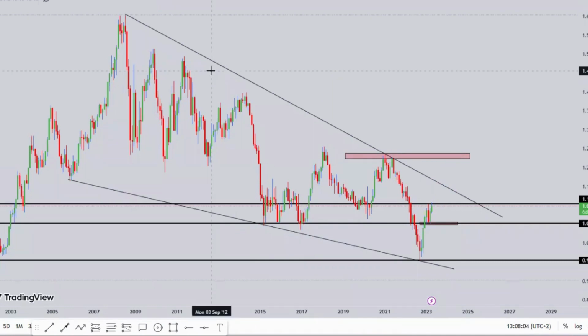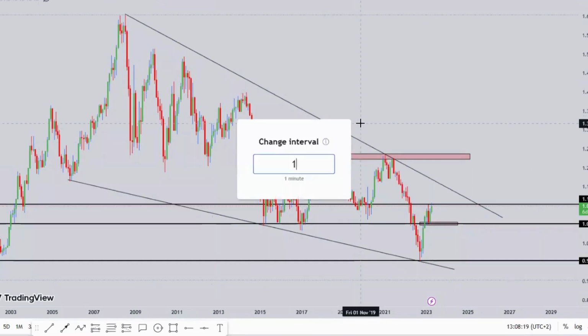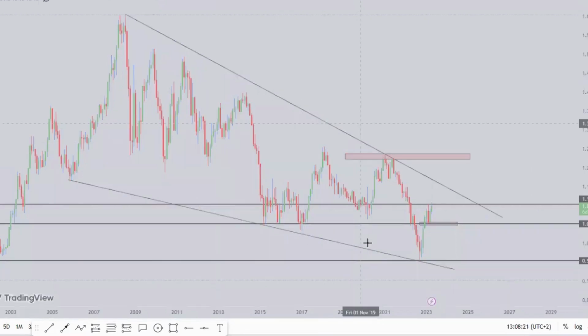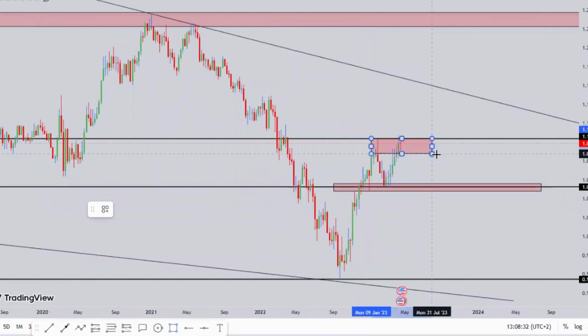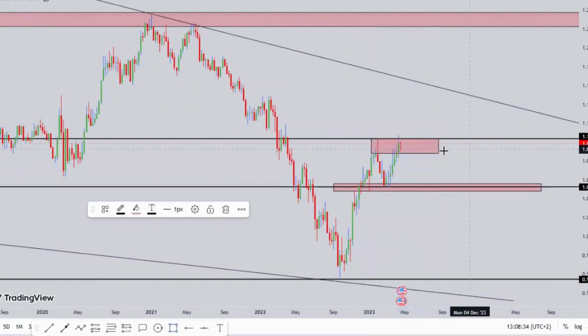So we're gonna go back to the weekly time frame. Going back into the weekly, what we can see from the current price is that the market is playing in this area here. It hasn't broken this area of resistance, which was previous resistance. So the market still hasn't broken above that area.